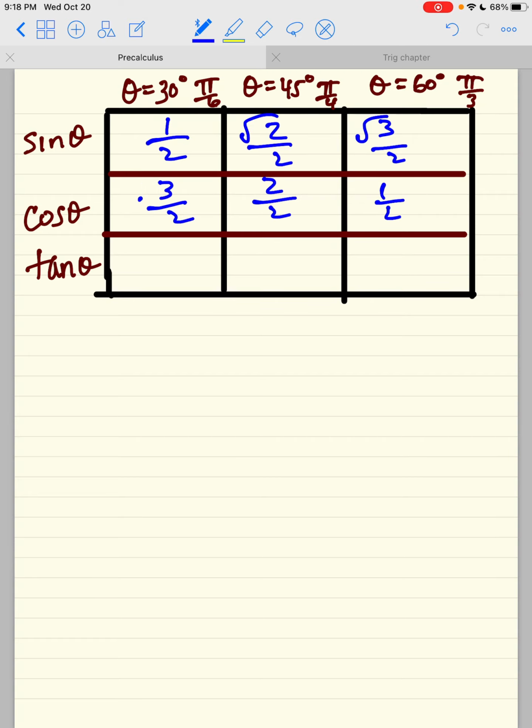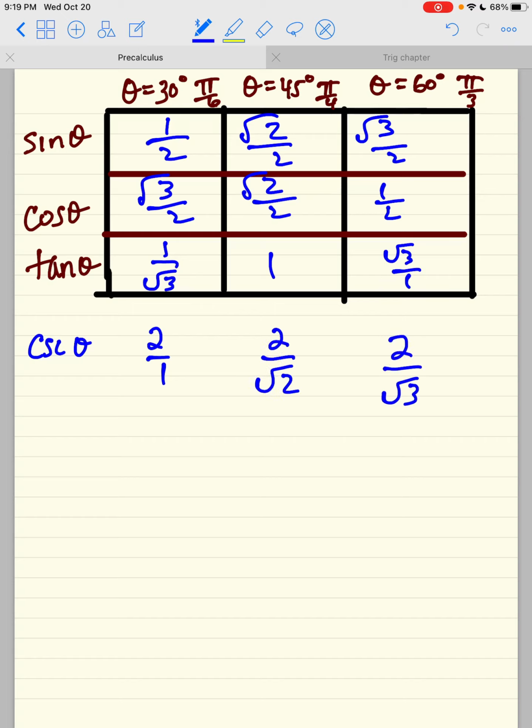Take the square root of everyone. Top over top, top over top, top over top. So if you want the cosecant of all this, you're going to flip: 2 over 1, 2 over rad 2, 2 over rad 3. You can rationalize the denominators.